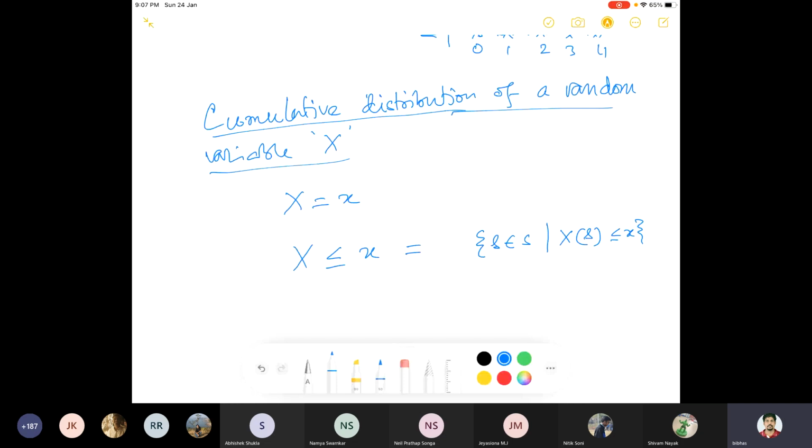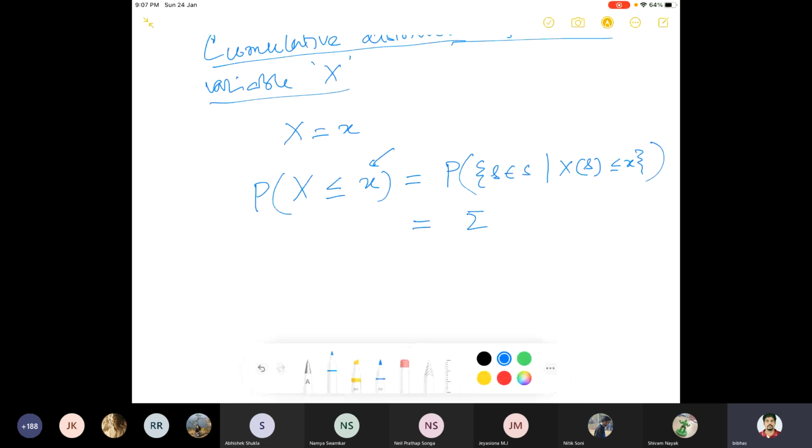This function also depends on this real number x, and this function is called the cumulative distribution function. Because we are dealing with discrete random variables, this is nothing but the sum of f(t), where t is less than or equal to x, and f is our PMF. This is how it is defined. This is called the cumulative distribution function, and this function is denoted as capital F_X.